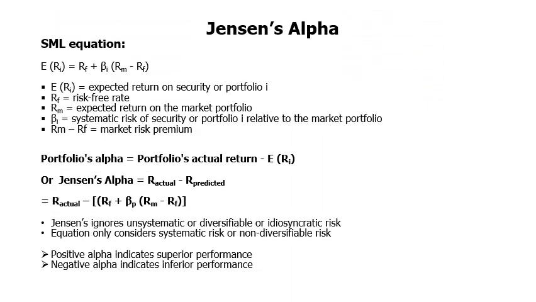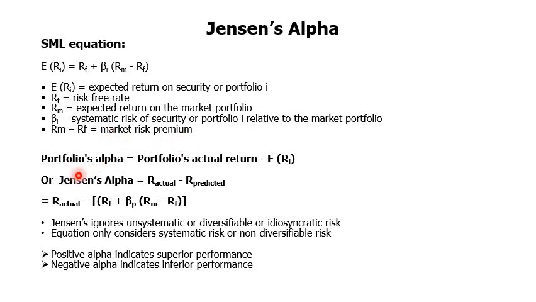Let's now discuss Jensen's alpha. Based on the capital asset pricing model, the security market line equation is as follows. Expected return of a security or a portfolio i is equal to the risk-free rate plus beta i into Rm minus Rf, where Rm is the expected return on the market portfolio, Rf is the risk-free rate, and beta i is the systematic risk of the security or the portfolio i relative to the market portfolio. And Rm minus Rf is basically the market risk premium.